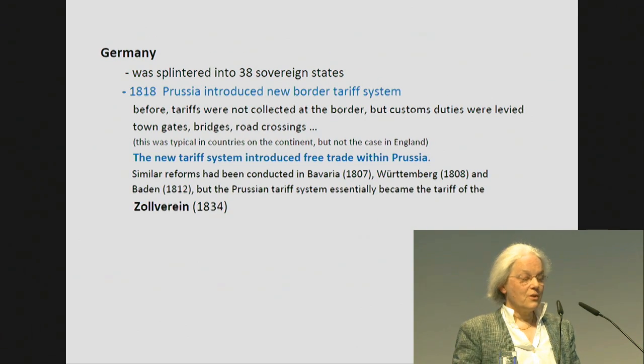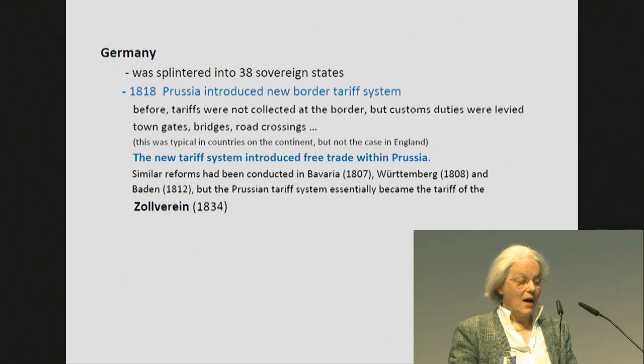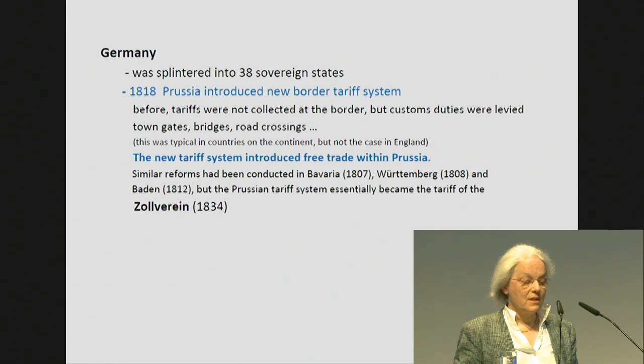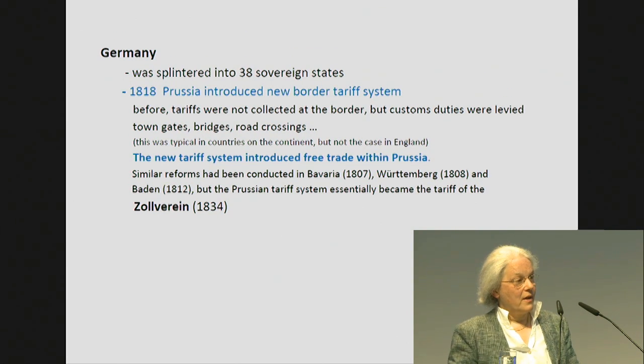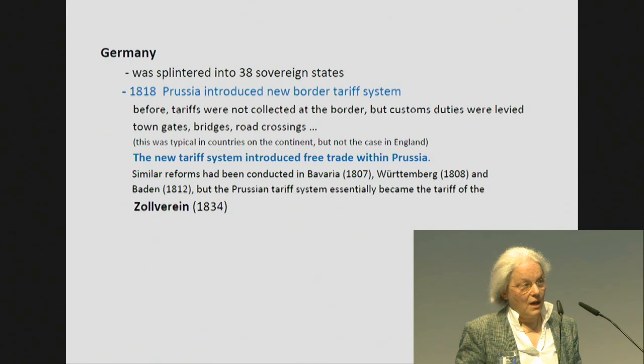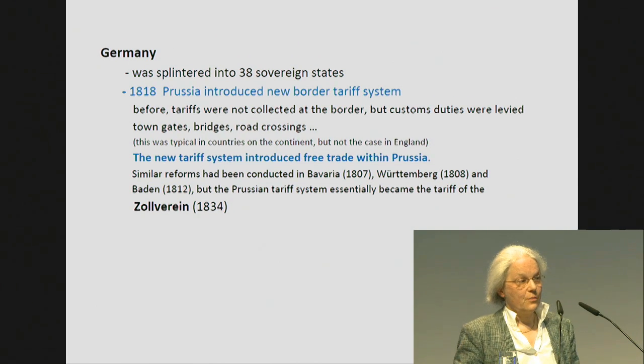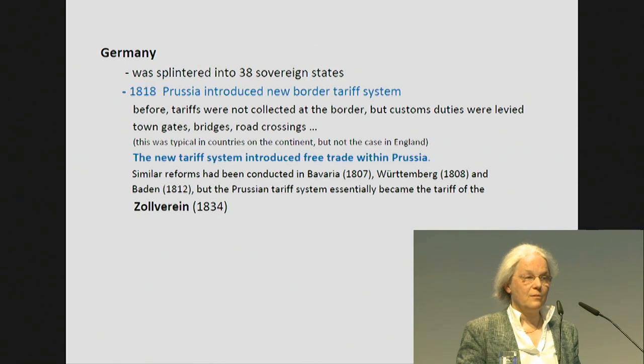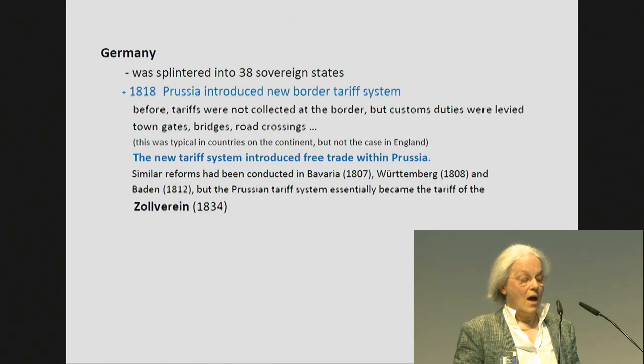Well, Prussia was not the first German state having such a reform. The first one was Bavaria in 1807, Württemberg and Baden, but the Prussian tariff system essentially became the tariff of the Zollverein that was founded in 1834, but actually that was a long history because it had predecessors, and it grew after its founding in 1834.